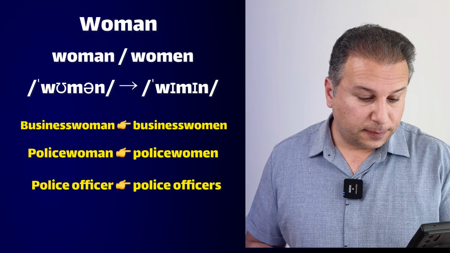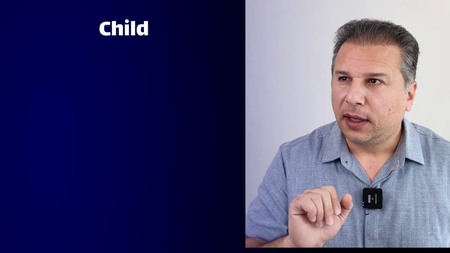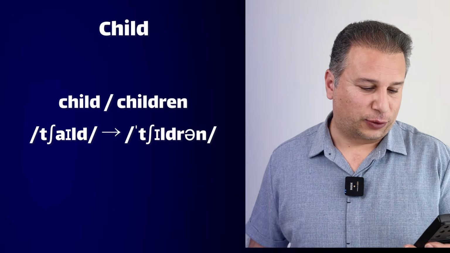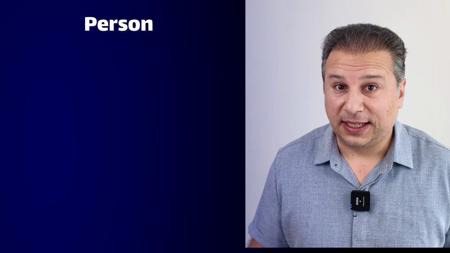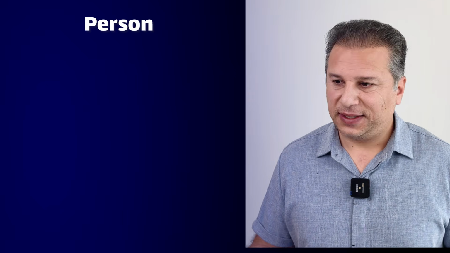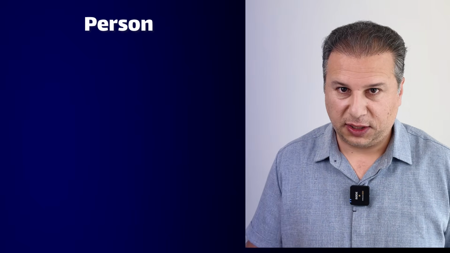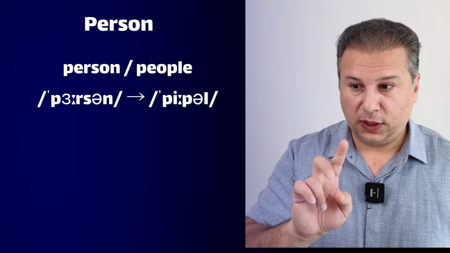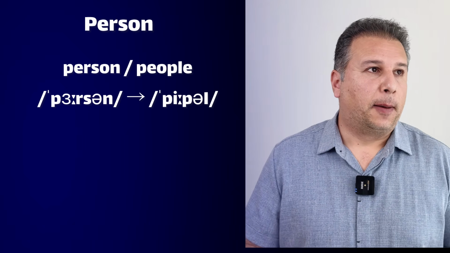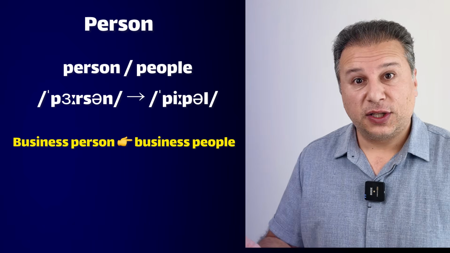Next one is number 15. A child, you've never heard childs. It's children. Child, children. Number 16, person. We do have persons, okay, but that's very formal and you may see it in texts or formal situations. In everyday conversations, people never say persons. So it's people. Person, one person, two people, okay? And again, business person, business people.